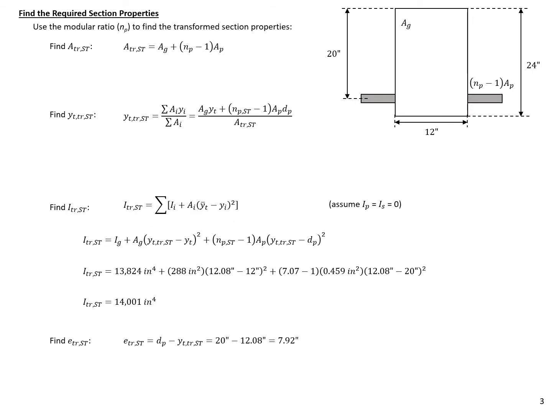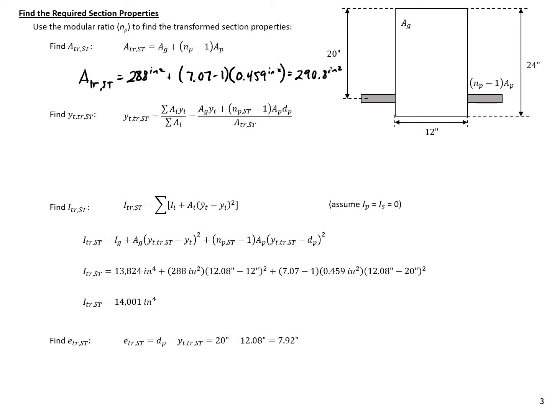We're also going to find our stresses using our transformed sections. So we need to find our transformed area, our transformed centroid, and our transformed moment of inertia. So starting with the transformed area, our transformed area short-term at release is going to be our gross area plus our n minus 1, so 7.07 minus 1, times the area of our pre-stressing, 0.459. And this will give us a transformed area of 290.8 inches squared.